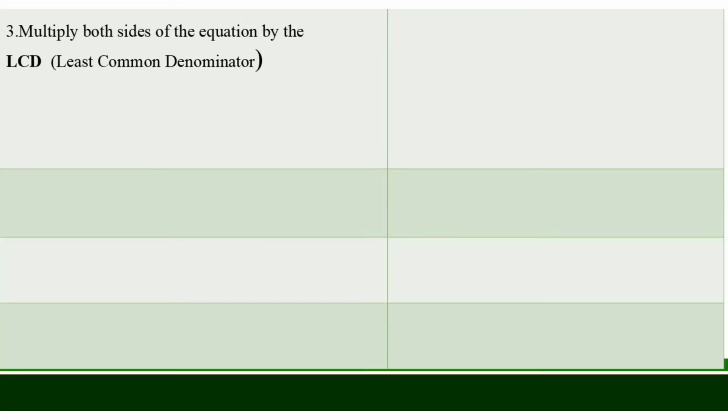Still, class, we are in step number 3. Multiply both sides of the equation by the LCD. Again, LCD stands for the least common denominator. So, we have our equation: quantity x plus 1 over x equals 50 over 7. So, multiply both sides by the LCD, 7x.